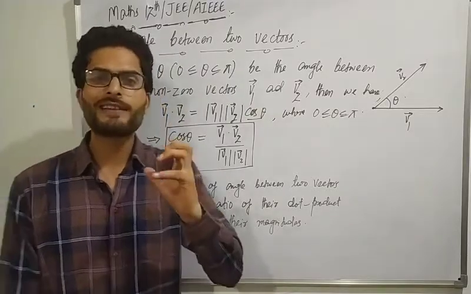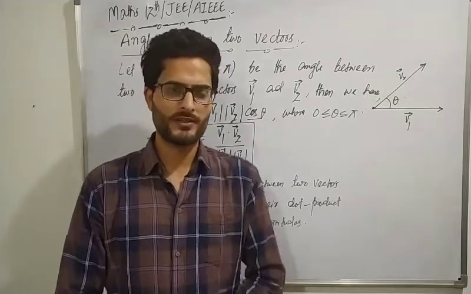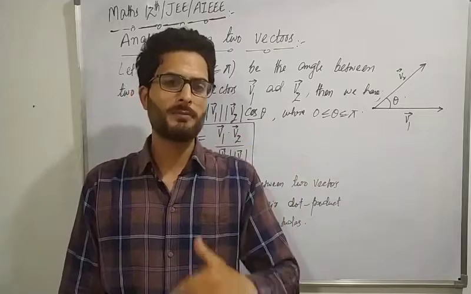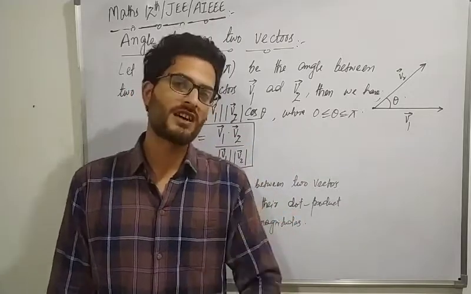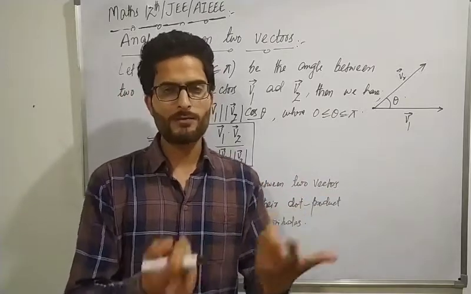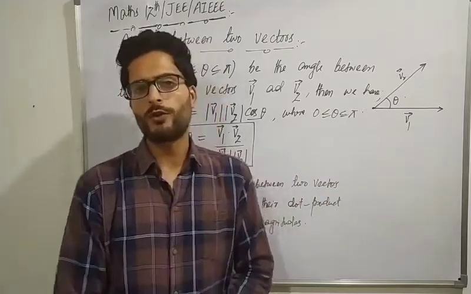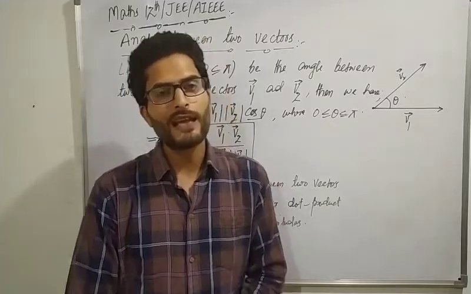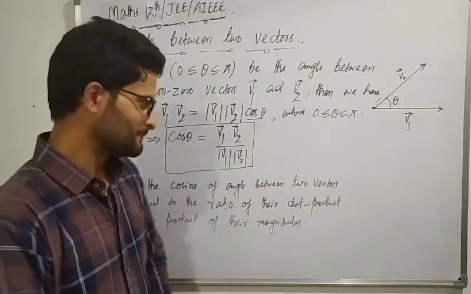So if you have to find the angle between two non-zero vectors, you have to directly find their dot product and divide that dot product by the product of magnitudes of vector v1 and v2 and take it equal to cos theta, and from that cos theta equal to v1 dot v2 divided by magnitude of v1 into magnitude of v2, you can find the angle between two vectors.